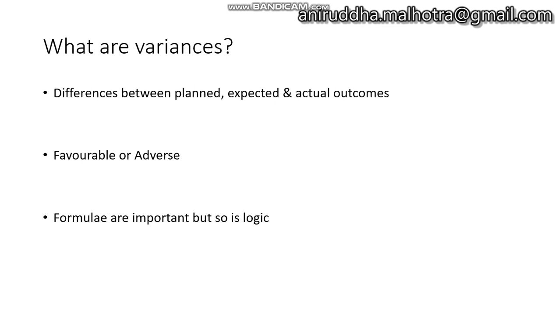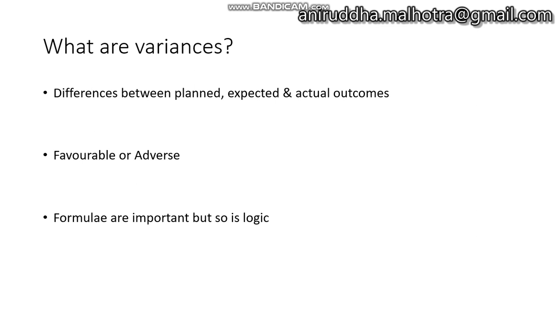Moving on, what exactly are variances? You may see a number of formulae and descriptions, but in very simple terms, variance means nothing but a difference. It is the difference between what you had planned, what you had expected, and what the actual outcome was. For example, you may be studying for a particular paper and you planned to achieve 80%. When you gave your exam, you expected to get, say, 85%, and your actual outcome was 90%. So there's a difference between what you had planned, what you had expected, and what your actual outcome was. Calculating these differences between the different outcomes is what we call variances.